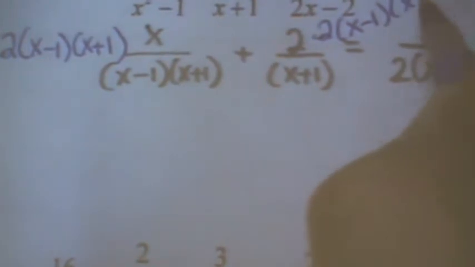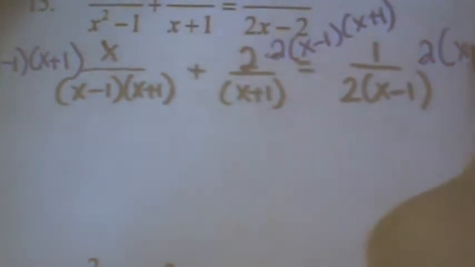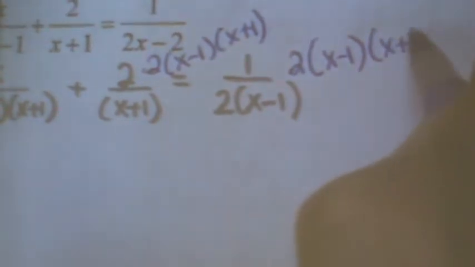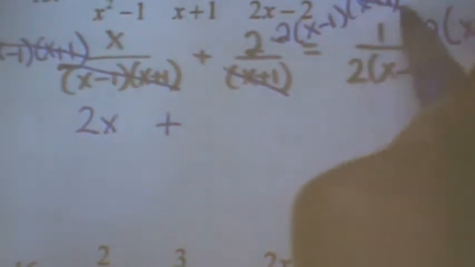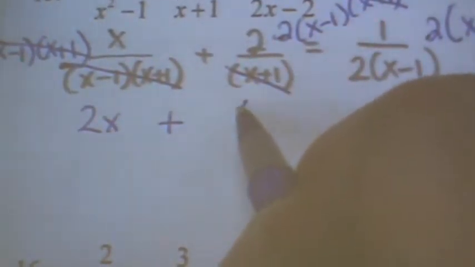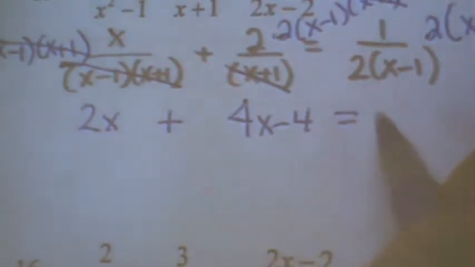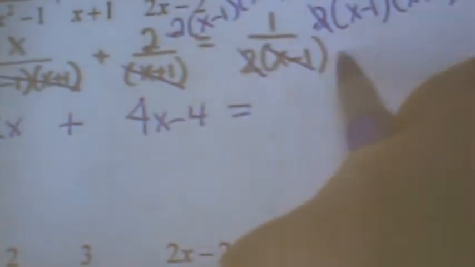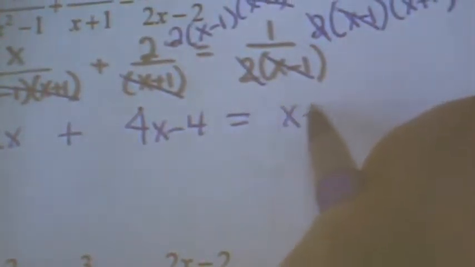2 times x minus 1, x plus 1. What cancels? Those 2 and those 2, so you have 2x. What cancels here? X plus 1, so you have 2 times 2 is 4, so 4x minus 4. I just distributed it right there. And then the 2's cancel, the x minus 1's cancel, so you just have x plus 1.